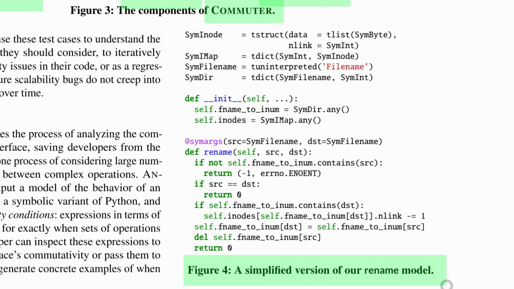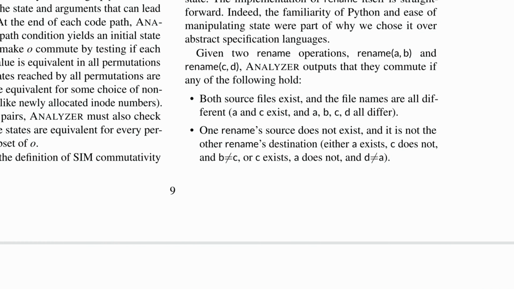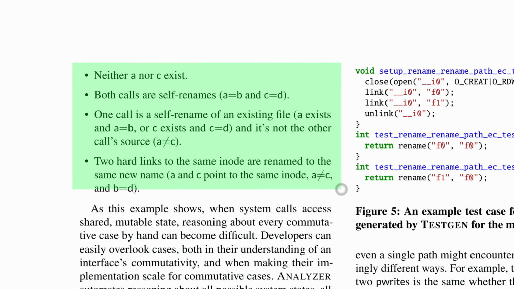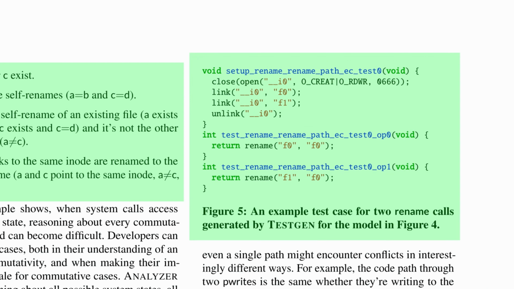For example, this is what a simplified Python model of the Unix rename system call would look like. And given that model, Analyzer would be able to tell you that if you had two rename calls, A, B, and then C, D, these are the conditions under which those two calls would commute. And their test gen tool would actually be able to generate test cases that exercise those conditions.